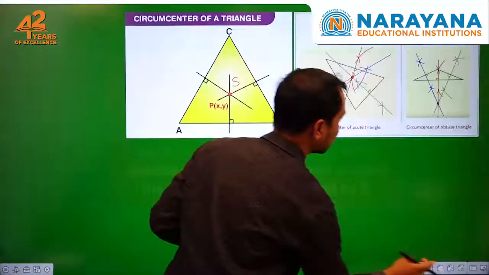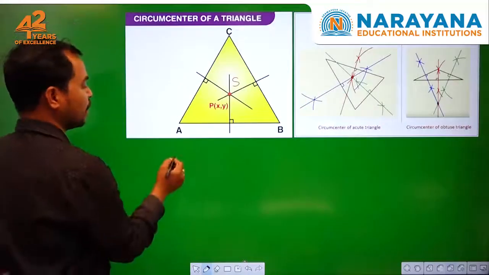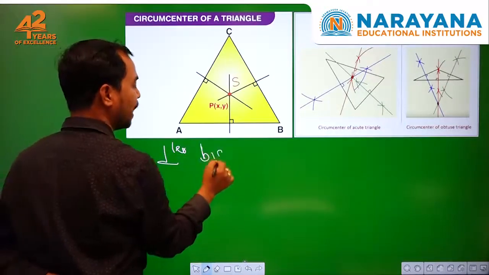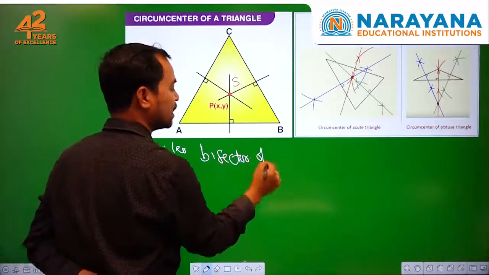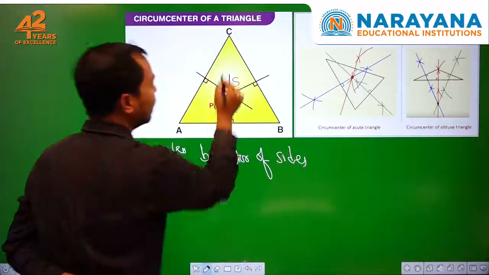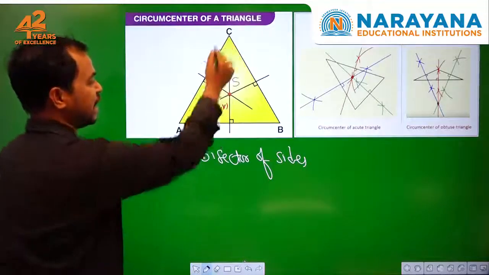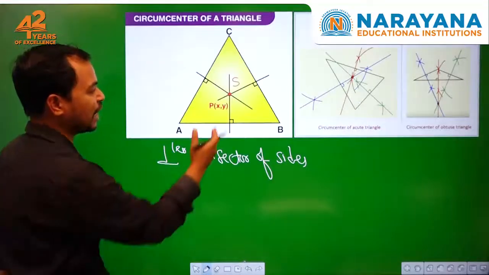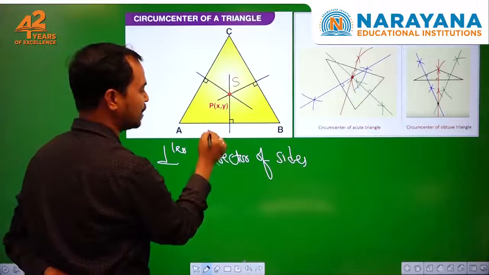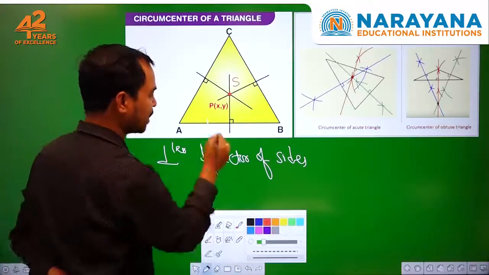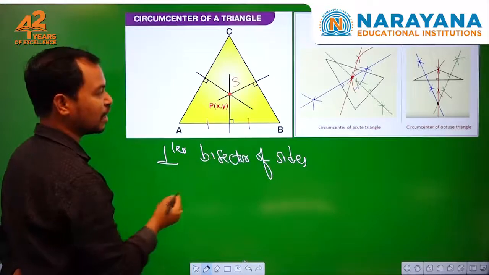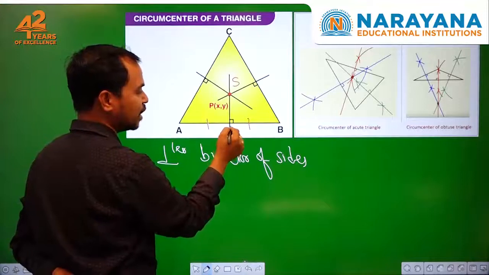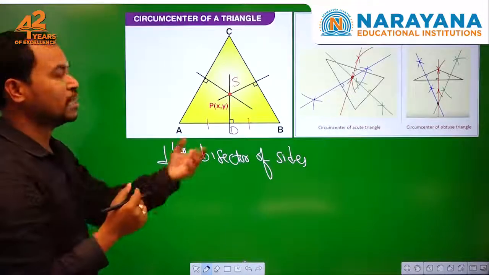Let us see what S is. First of all, what is a perpendicular bisector? There are three sides for triangle ABC: AB, BC, CA. Construct a perpendicular bisector. A perpendicular bisector means a line which is perpendicular to the side and bisecting the side. This line is perpendicular to AB as well as bisecting it. Bisect means this is the midpoint. So this is a perpendicular bisector.